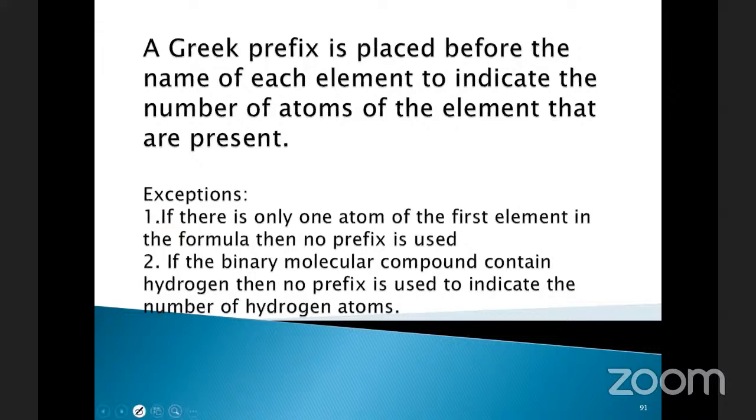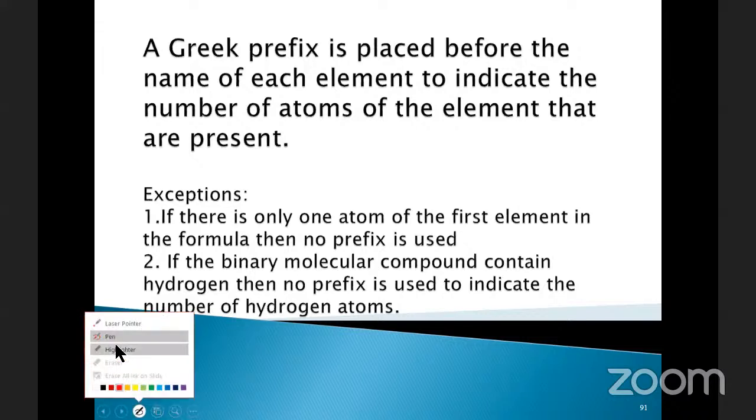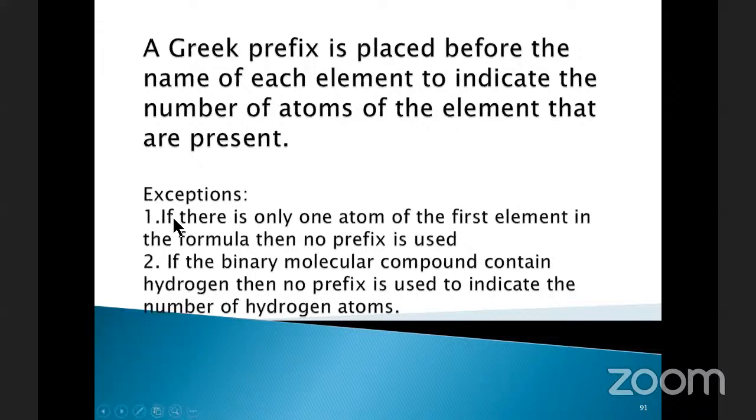The first exception is that if there's only one atom of the first element in the formula, then we use no prefixes for that element. So if you have two elements, the first one, which would be the one that is furthest to the left and down in the periodic table compared to the other one, if that first element has only one atom represented in the formula, then we do not use any prefixes for that element.